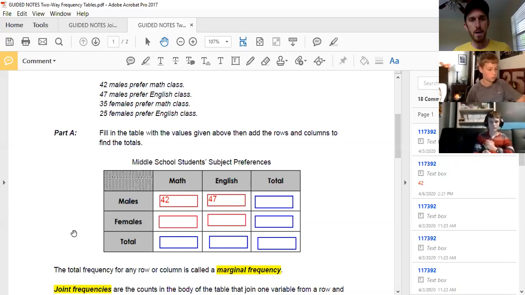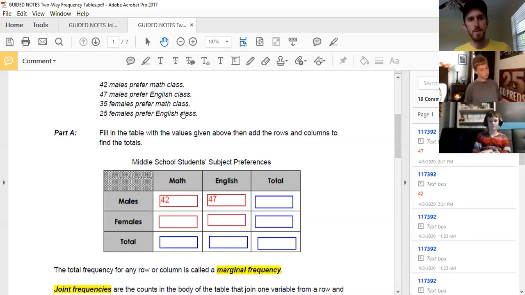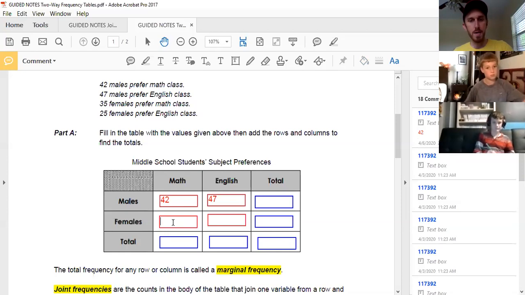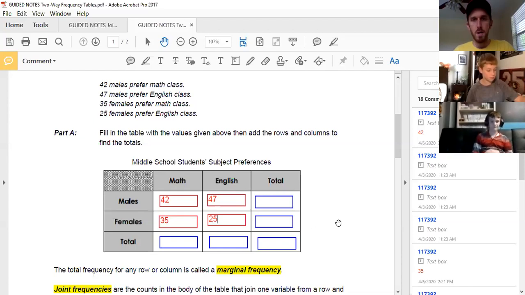All right, so Kai, you're jumping in. I got 35 females for math, so where am I going to put that? First column, second row. Females, math, there it is. This is not complicated stuff. And then where are the females that prefer English going to go? Second column, second row. Yep. So 25. This is for those of you who like Sudoku, if you've heard of that before. It's like a puzzle where everything just has to fit in perfectly.